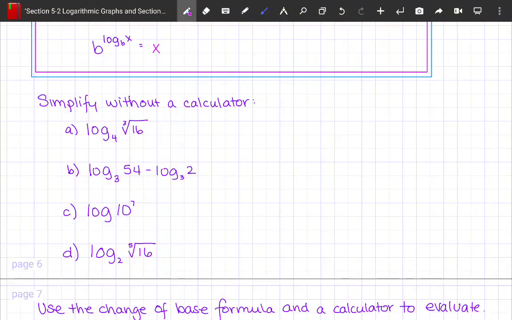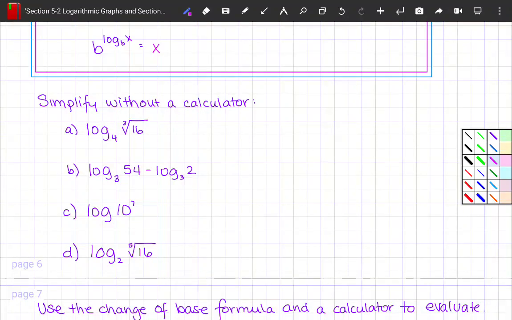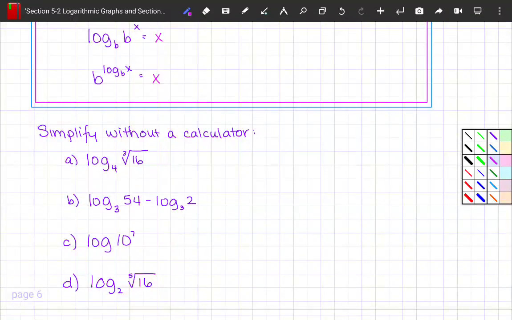All right, there are different ways to do these, but I want to look at how you can specifically use the properties that we looked at above. If you can get the bases to match, that's going to help out a lot. I see a base 4 on the log, and I know 16 is 4 squared. So if I write this as the cube root of 4 squared, and the cube root could be written as an exponent, I can make this 2/3. Well, now the bases match. It's just going to be 2/3. And voila, no calculator needed.